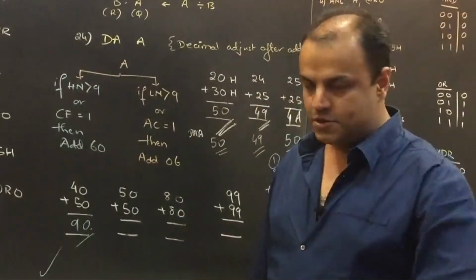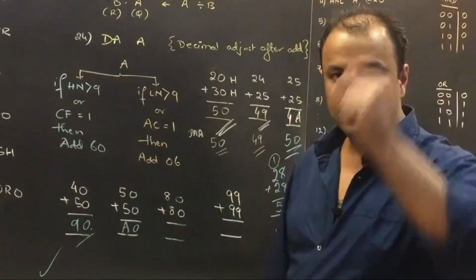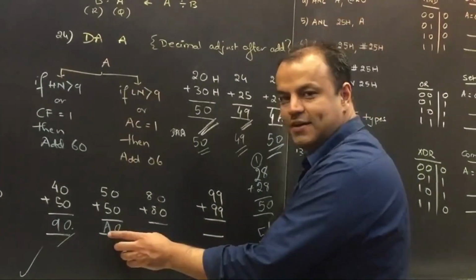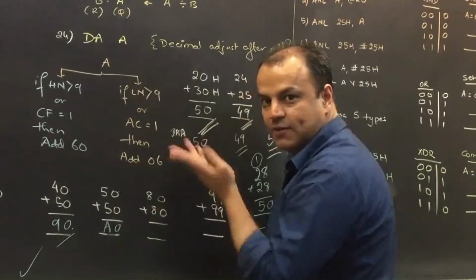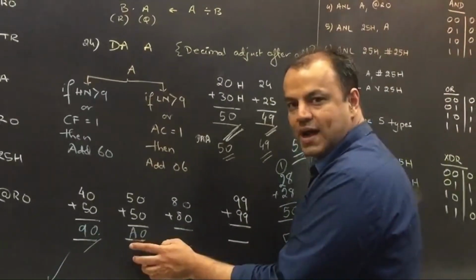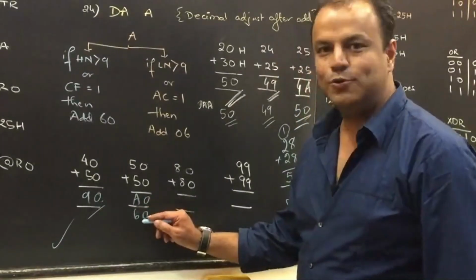50 plus 50, you want the answer to be 100. You will get 0, 5 plus 5 is 10. That means you will get A. Here you need adjustment. Higher nibble is greater than 9. How much are you going to add? 6? No, if you add 6, it will become A6. How is that correct? Your problem is with the higher nibble, so you'll add 6 to the higher nibble. When you add 6 to the higher nibble, it means you're adding 60 to the number.